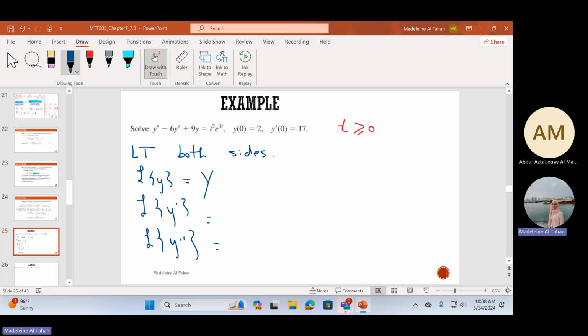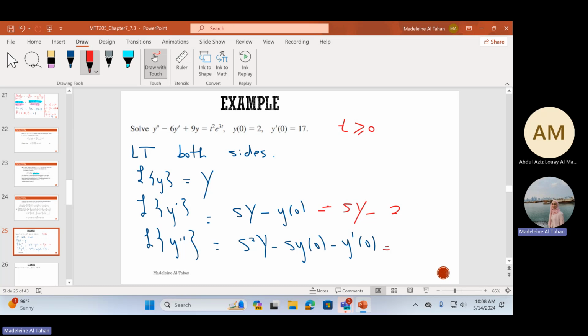Okay, what's Laplace of y prime? sY minus y0. And Laplace of y double prime? That's s squared Y minus s y0 minus y prime 0. We cannot keep them in this way. We need to put the answer, right? So sY minus 2 and here, s squared Y minus 2s minus 7. This step, all of us did it, miss?